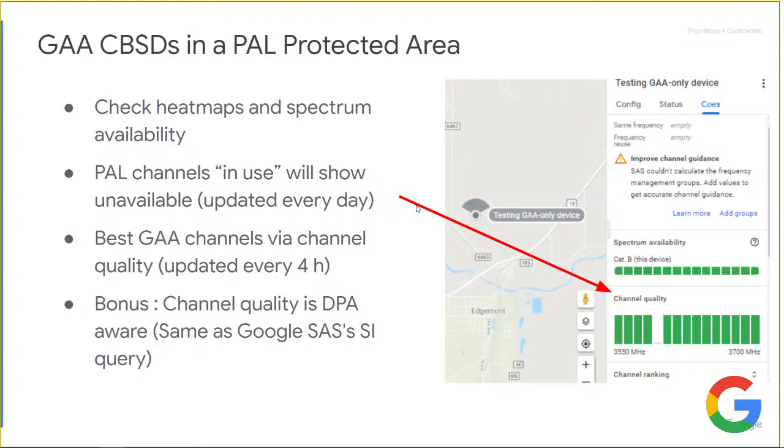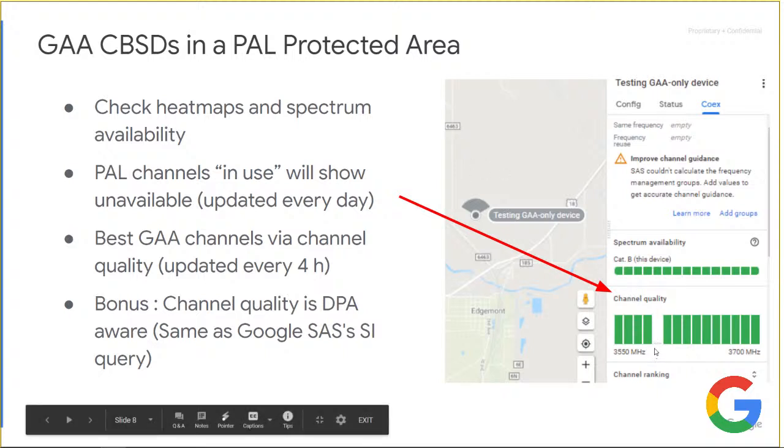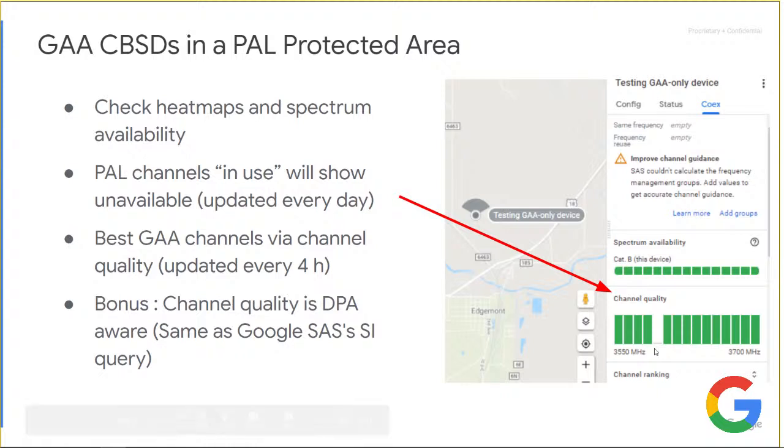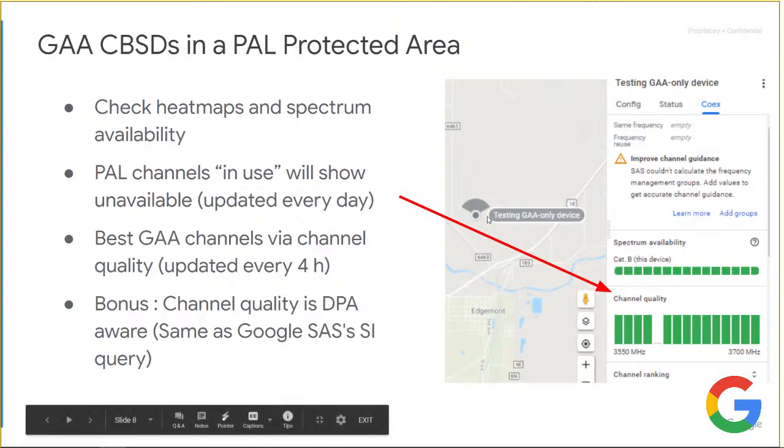The PAL channels will show in use and unavailable. This is updated every day in the channel quality on the SAS portal. Here you can see channel 5 is unavailable. That's probably because it's a PAL channel. In this case, I know it is because I set up this demonstration. So you can always find your best GAA channels via channel update, and the quality of those channels is updated every 4 hours.